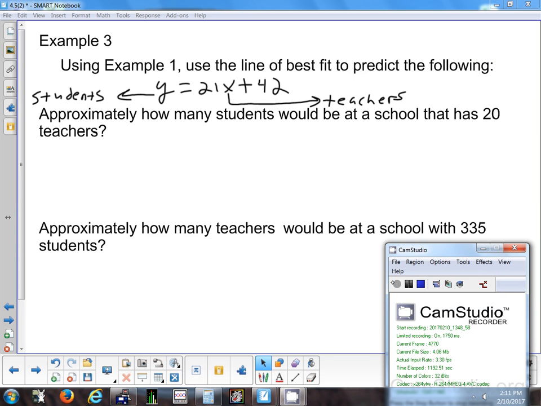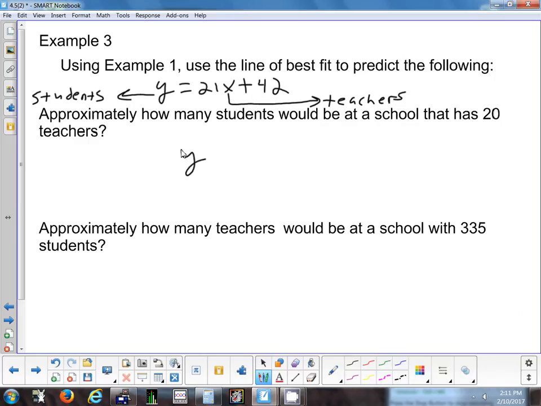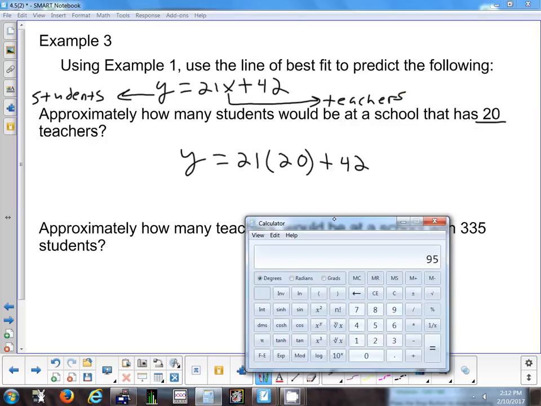All right, let's take a look. Kyle, you think you can tell me the top equation? Y equals 21 times 20. Hold on, I can't hear you, Kyle. One second. Go ahead. Y equals 21 times 20 plus 42. So it says how many students would be at a school that has 20 teachers? He filled 20 in for teachers. That formula would have come from what you did on the graphing calculator in example 1. But I gave you guys the formula, so you didn't have to do it.